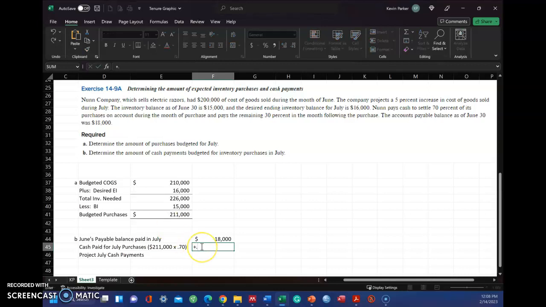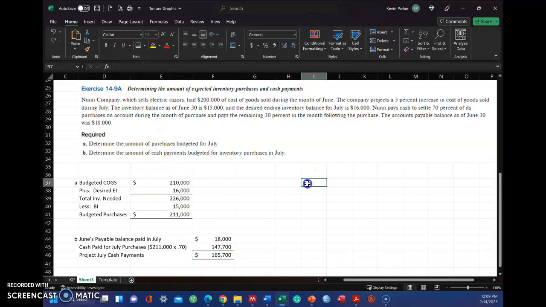So how much are we going to pay off in the current month? 70%. And what are we charging? What are we putting on account during July? $211,000. So now we have, with one dollar sign there, $147,700. So what we're projecting to pay in cash payments for our inventory purchases is $147,700 plus $18,000, or a total of $165,700. And that is the answer for B.